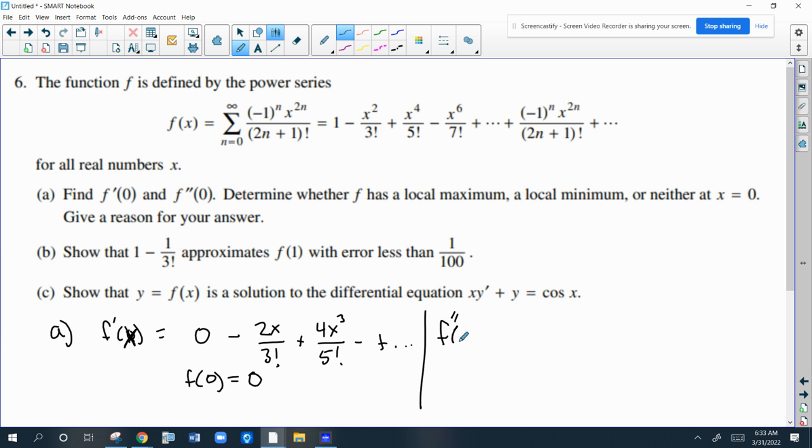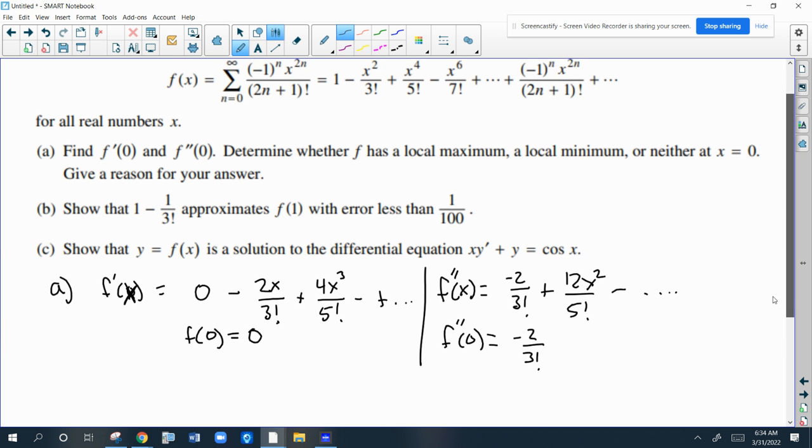F double prime of x will be the derivative of this, which is just the coefficient, negative 2 over 3 factorial, plus 12x squared over 5 factorial, and so on. So f double prime of 0 is going to be, all the terms with the x's are going to be 0, so it's just going to be negative 2 over 3 factorial.